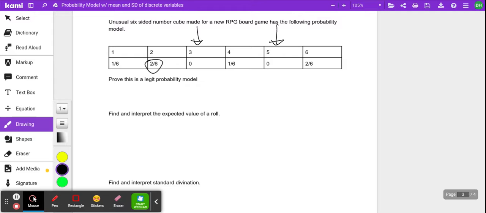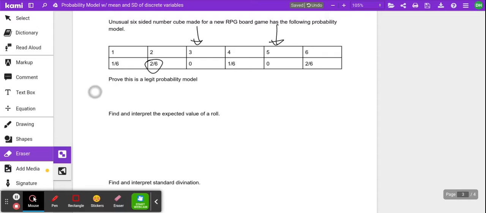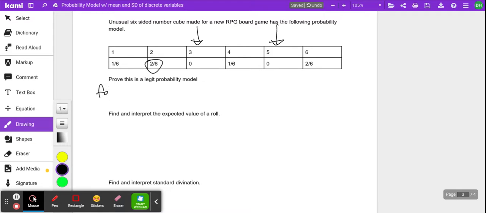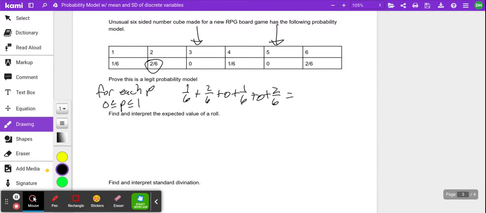But I would like to point out here also, when we're going to show that the probability model is legitimate, for each probability, the probability is between 0 and 1 inclusive, and 0 is okay. There are no threes. That is still part of a legitimate probability model. But I did kind of force it so that it could have a 0 on there. And then 1/6 plus 2/6 plus 0 plus 1/6 plus 0 plus 2/6 equals 1.